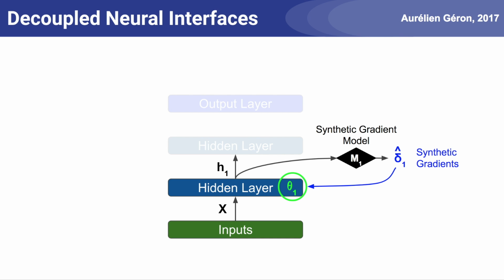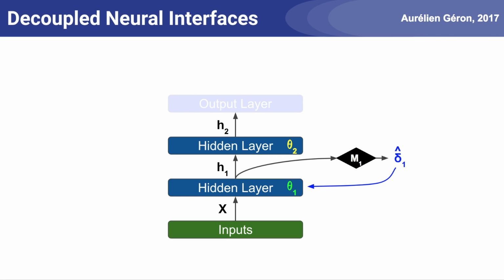Using these synthetic gradients, we can immediately perform a gradient descent step to update the parameters theta 1. No need to wait. This hidden layer equipped with its synthetic gradient model is effectively decoupled from the rest of the network. This is called a decoupled neural interface, or DNI. In parallel, the second layer can do the same thing. It uses a second synthetic gradient model M2 to predict what the gradients will be for the second hidden layer. And it performs a gradient descent step.